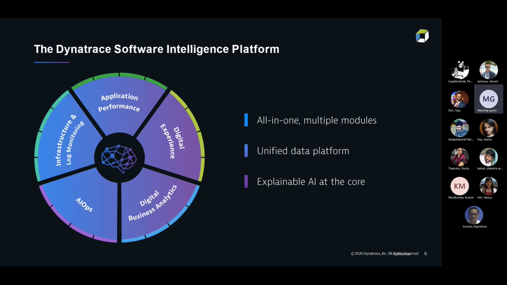When we say all in one, that means they have only one agent, and they call it OneAgent, which does everything. Yes, the OneAgent is responsible for infra monitoring, APM monitoring, log monitoring, and everything. That's what they call all in one, multiple modules together. A unified data platform, with explainable AI at the core. So these are the things we have.